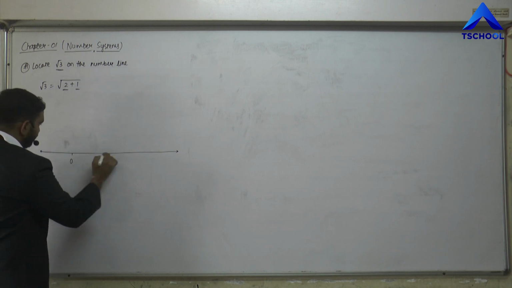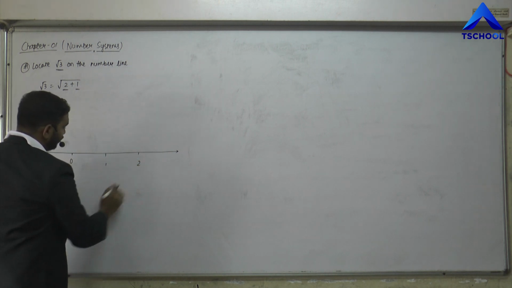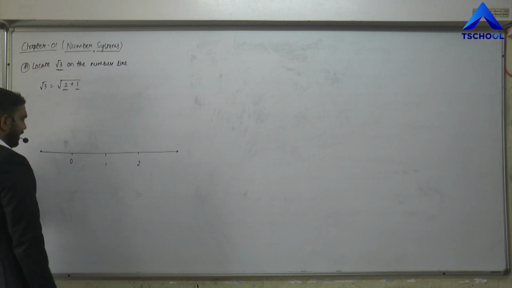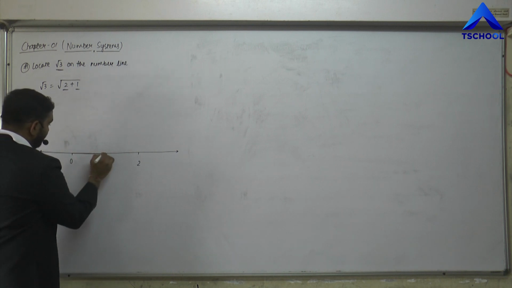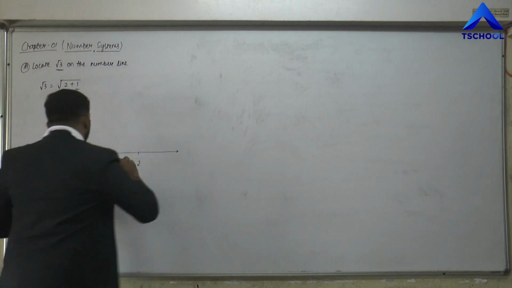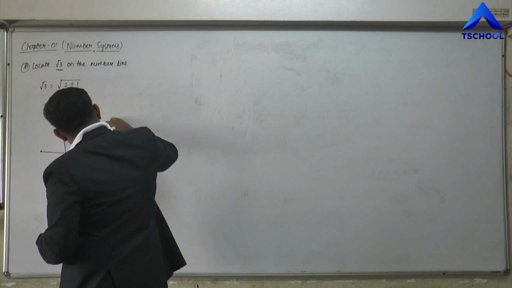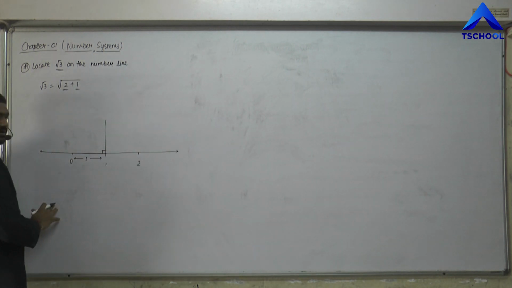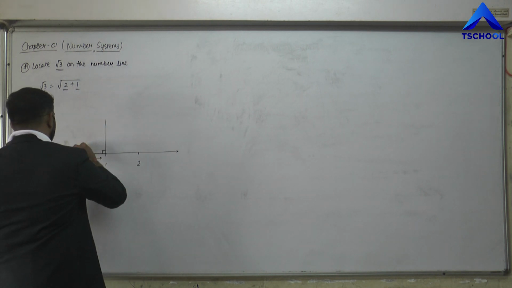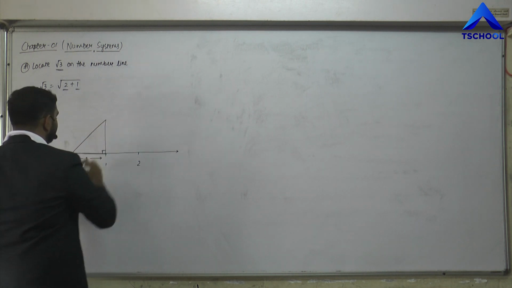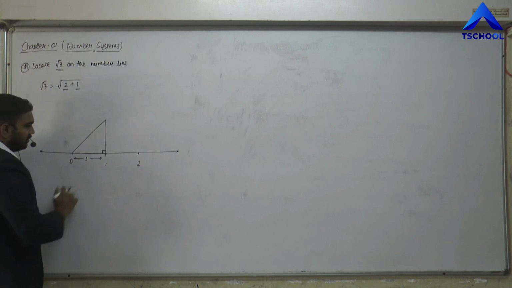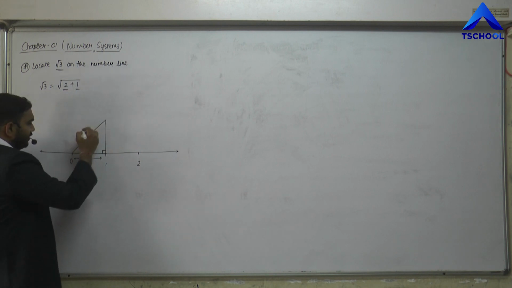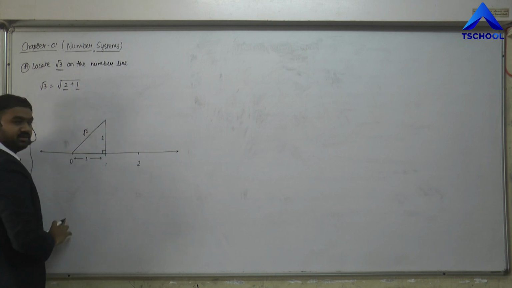So I am taking 0, 1 and 2. Right? Now what happens here is, this is my 1 unit. I shall draw a 1 unit line perpendicular at 1 such that this becomes 90 degrees, and once I get this perpendicular line of 1 unit, I shall connect it with this 0. That gives me a right angle triangle. Now if this is 1, this is 1, what will be this? Exactly, this will be root 2.